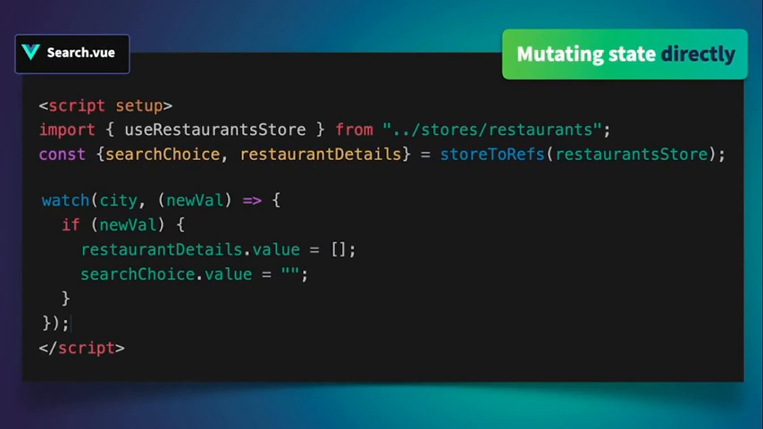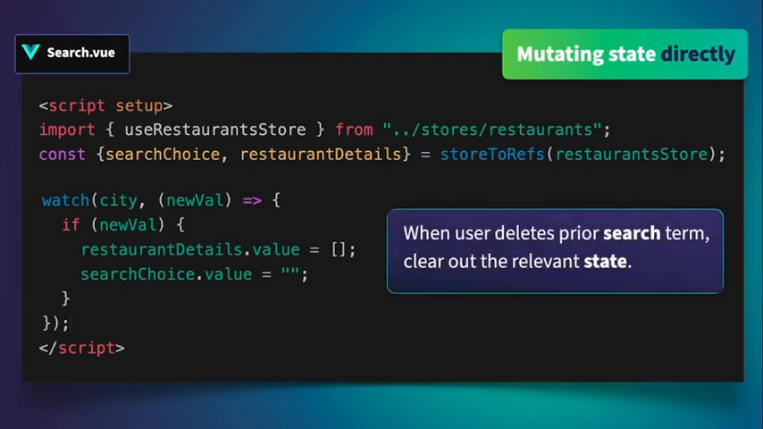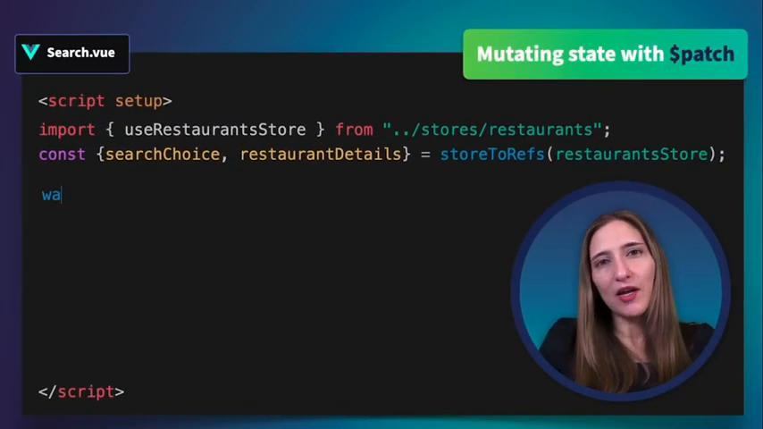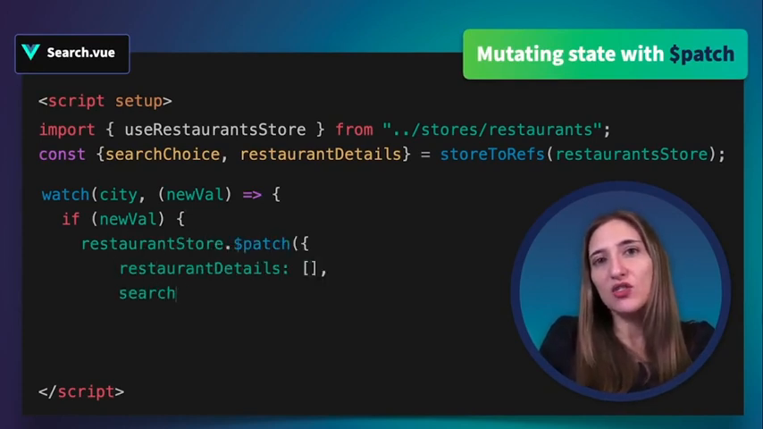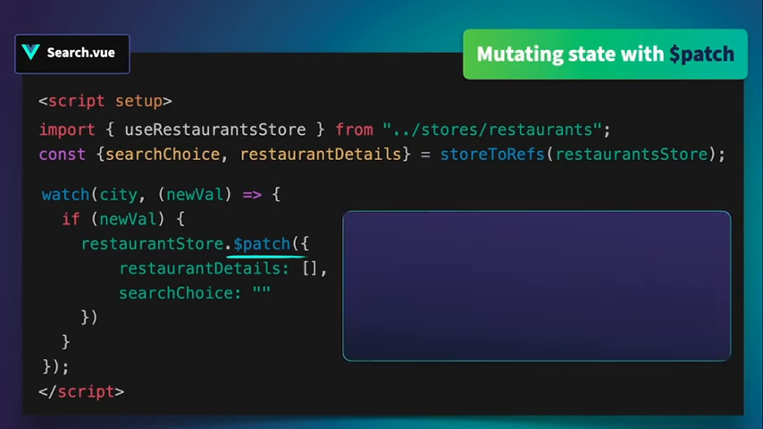In this example, we have a watcher on the city value. If the user deletes the city, we clear out those state properties directly so the user can start a new search. Another way we can update state is to use Pinia's patch method, which allows us to apply multiple changes at once to the store's state. Notice how we're passing in an object with the updated state properties inside it.